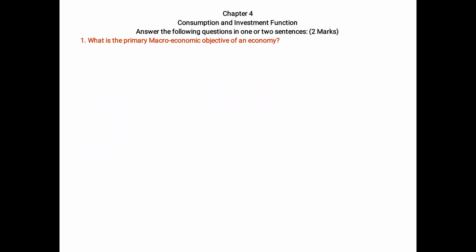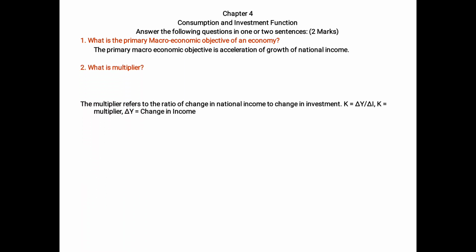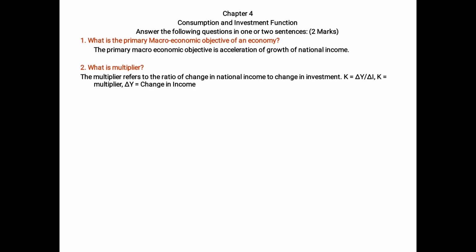First one, what is the primary macroeconomic objective of an economy? The primary macro objective is acceleration of growth of national income. What is multiplier? The multiplier refers to the ratio of change in national income to change in investment. That is, K is equal to change in Y by change in I. So what is change in I and what is change in Y, I have written.